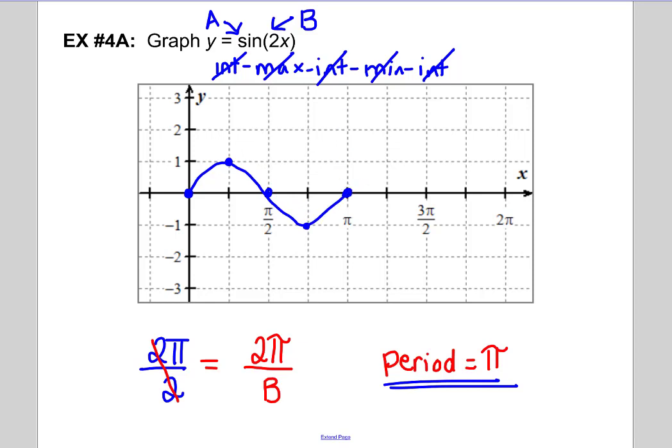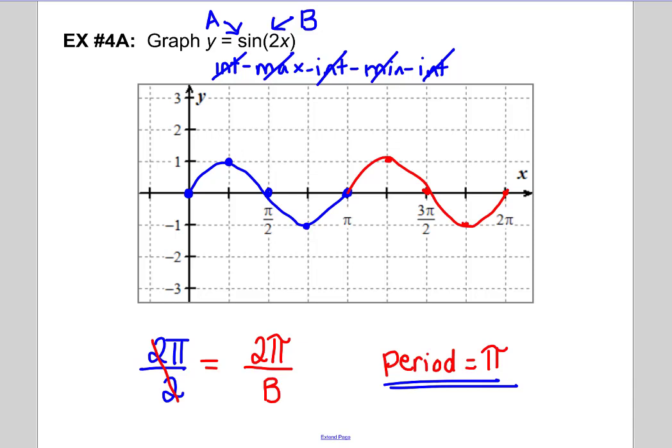Now, if you wanted to continue on, I'm going to switch colors. We can just follow that pattern. It's like cut and paste. So we had an intercept here, and then a maximum, and then an intercept, and then a minimum, and then another intercept. So we have a second revolution or a second cycle right there, but it continues on forever and ever. We just don't have graph paper to show that.